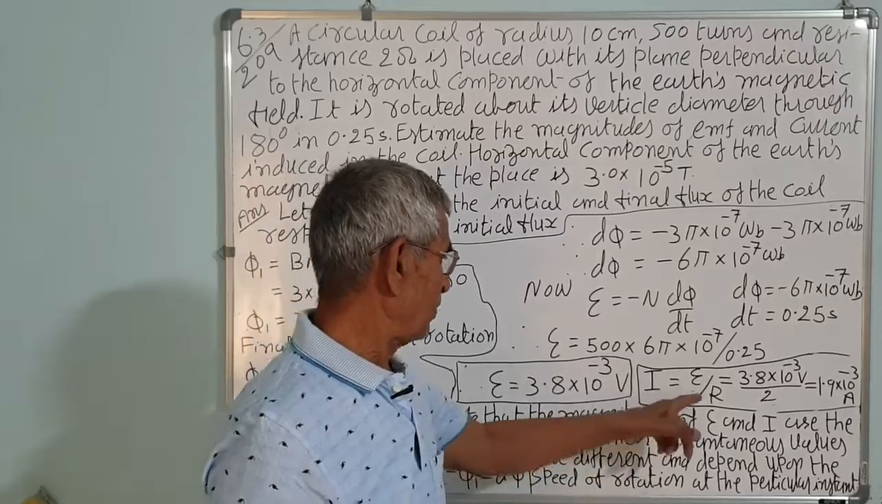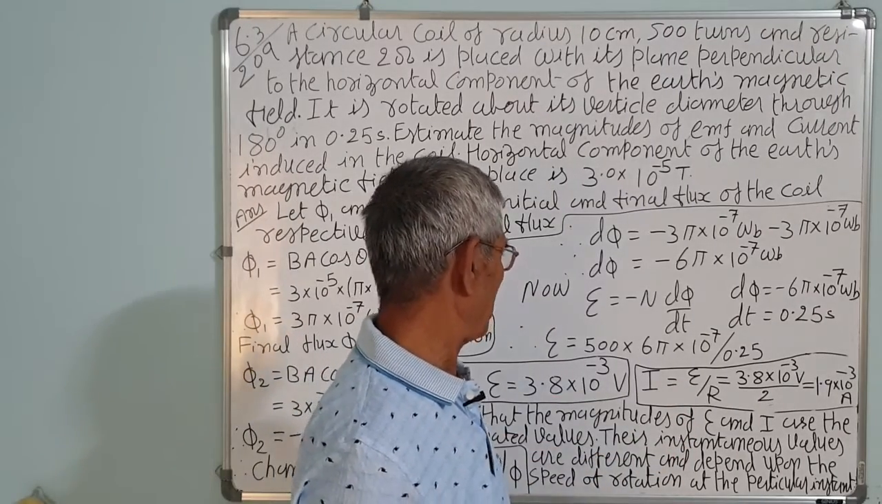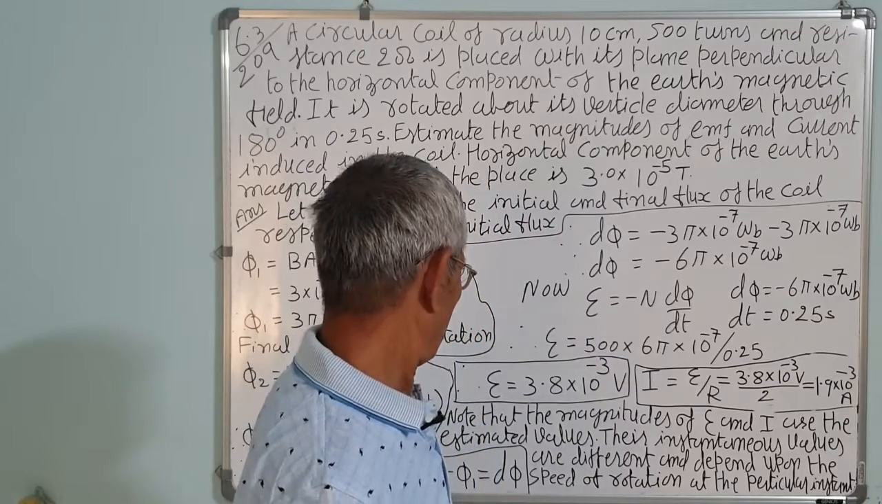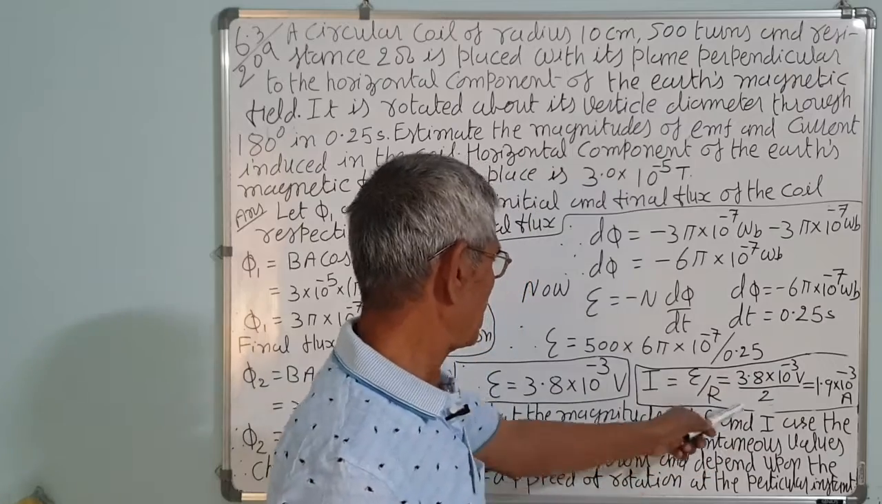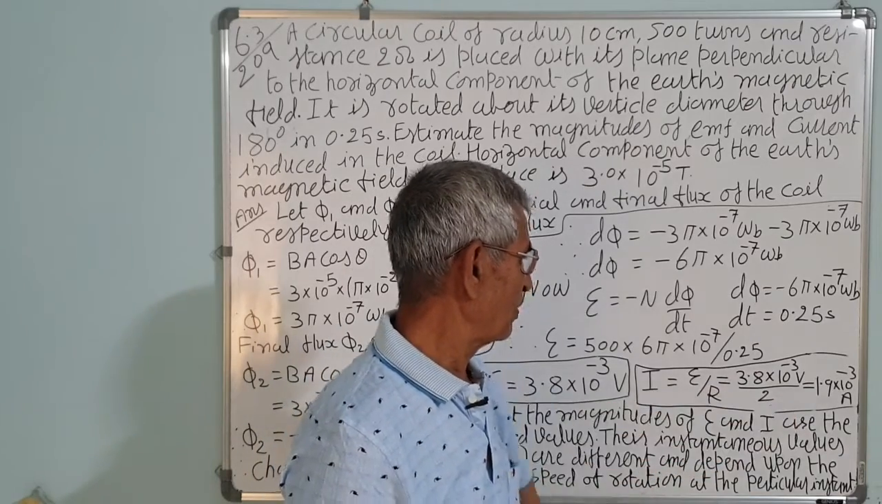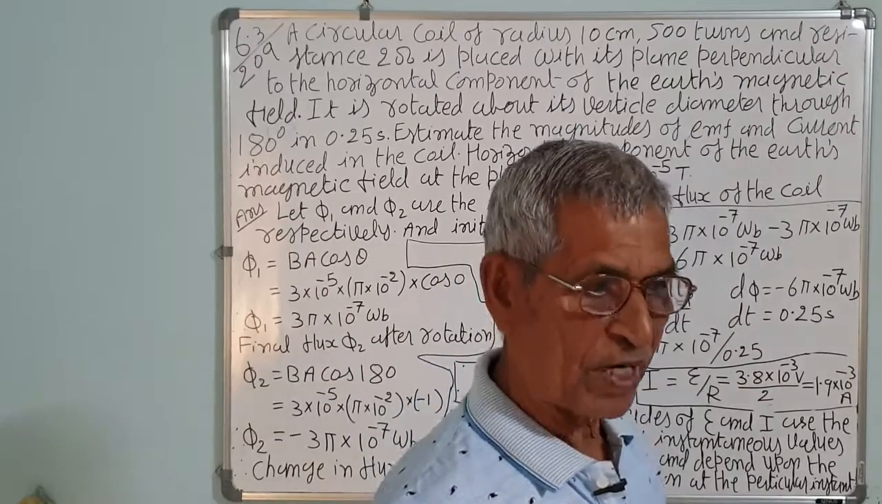Therefore, the current I is equal to EMF E upon resistance R. The EMF we have already calculated is 3.8 into 10 raised to minus 3 volt, upon a resistance of 2 ohm. That comes to about 1.9 into 10 raised to minus 3 ampere, or 1.9 milliampere.